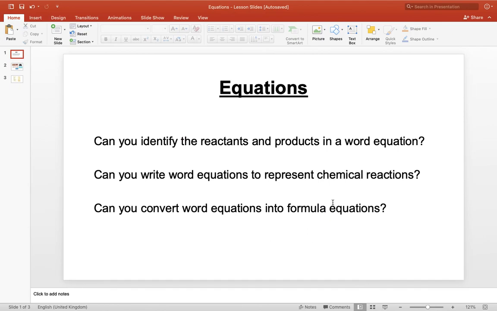So you should now be able to identify the reactants and products in a word equation. You should be able to write word equations to represent chemical reactions, and hopefully, doing the activity that I set you, you should be able to convert word equations into formula equations.